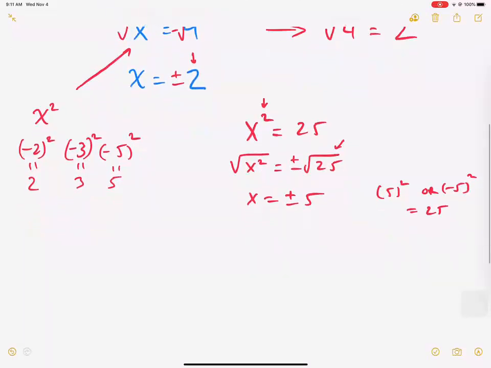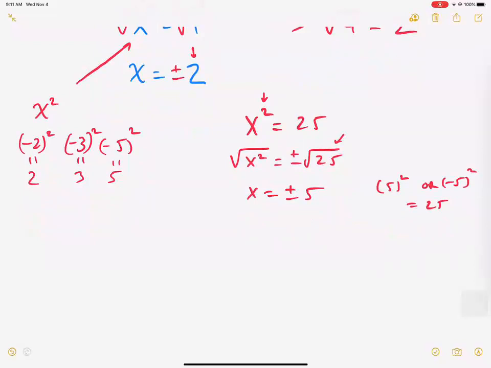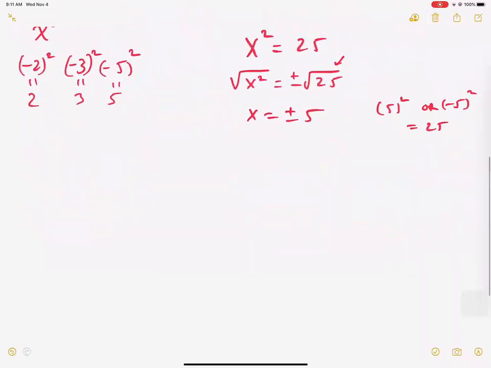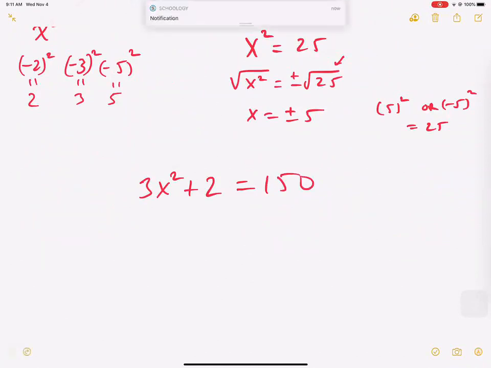Now, this could get more complicated. In Algebra 1, you learn the process. If I write 3x squared plus 2 is equal to 150. Wait, no, not 150, I'm sorry.